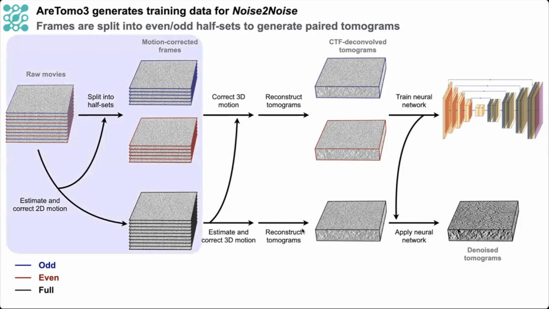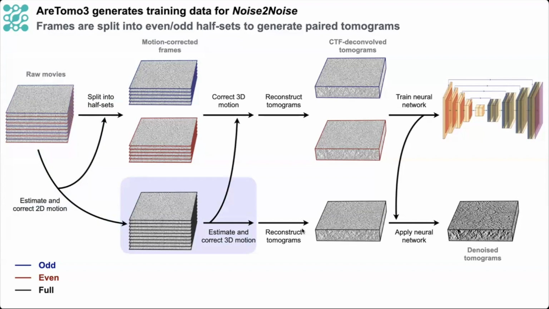Artoma 3 accomplishes this by splitting the motion-corrected movies into half sets, one of which consists of all of the even frames, while the other contains all of the odd frames. These half sets are then summed separately in order to generate the corresponding even and odd tilt stacks. Because the full tilt stack contains all of the frames, it has the most signal, so we use that to determine the tilt series alignment parameters.